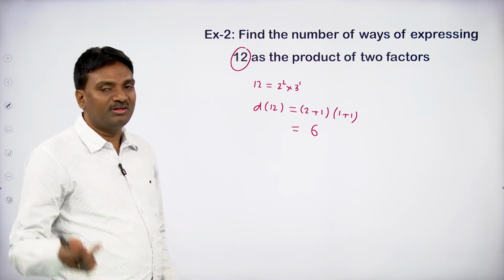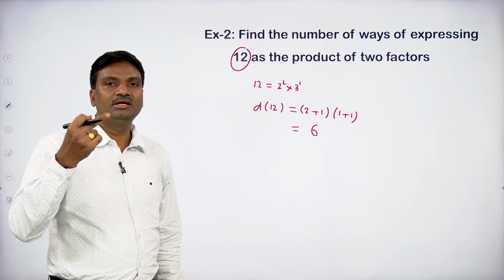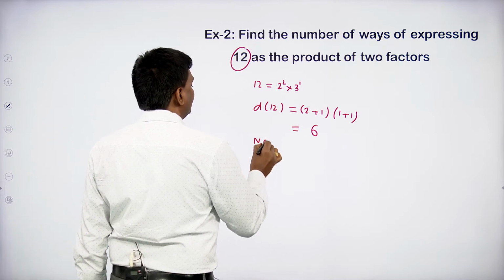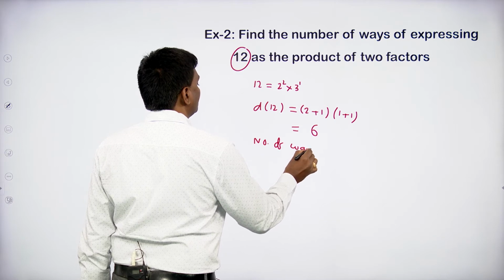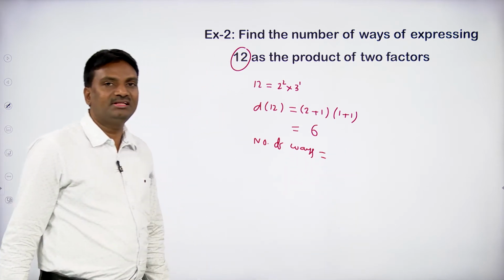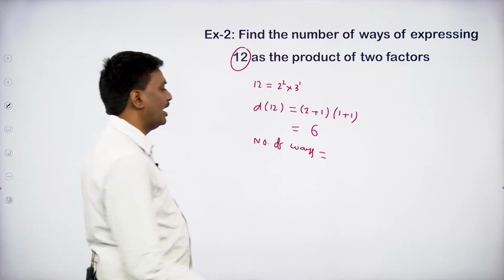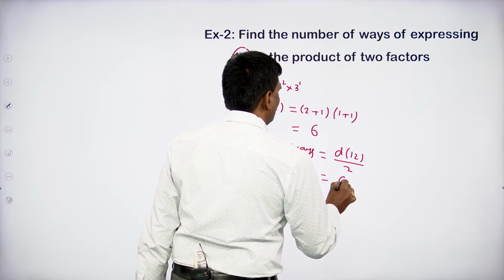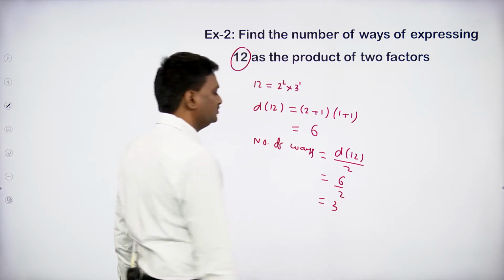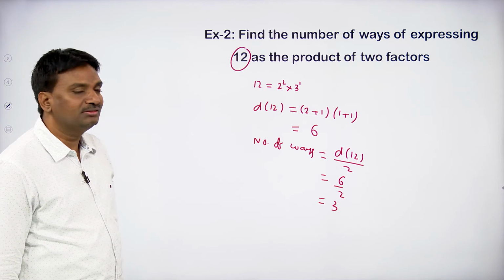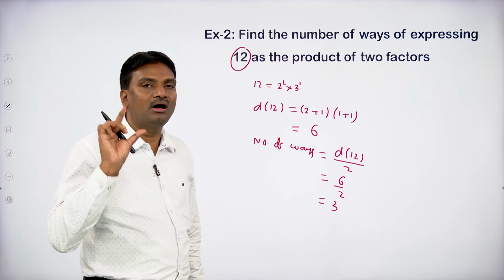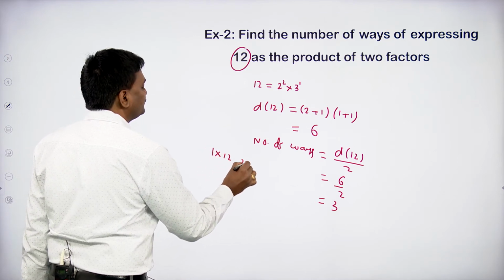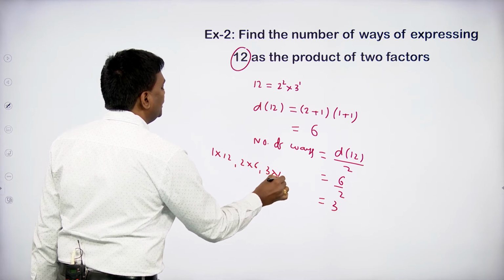Here 12 can be expressed as 1 into 12, 2 into 6, 3 into 4, like that. So here the number of ways of expressing the number 12 as the product of two factors, the formula is d of n by 2, where d of 12 is 6, by 2, so that equals 3. So in 3 ways we can express the number 12 as the product of two factors. Those 3 ways are 1 into 12, 2 into 6, 3 into 4.